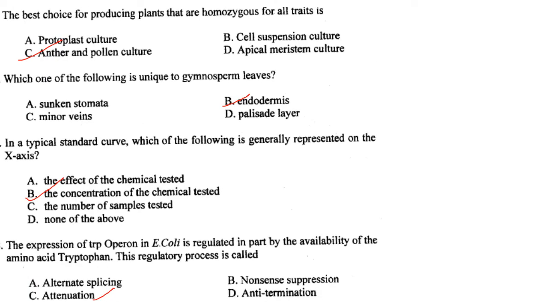Then next one, the best choice for producing plants that are homozygous for all traits is. So the answer is option C, that is anther and pollen culture.